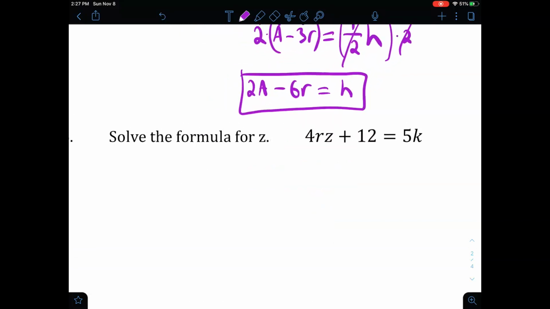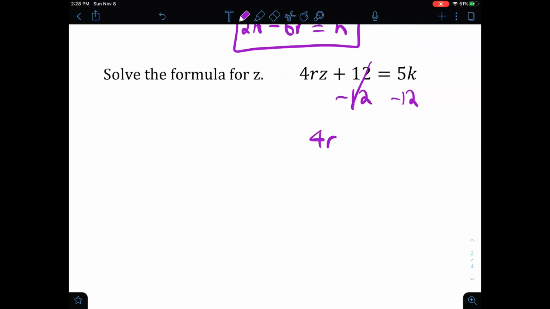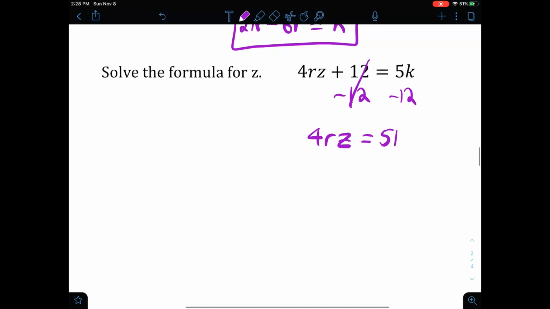All right, solve the formula for Z. We have 4RZ plus 12 equals 5K. Okay, we need to get the Z by itself. So what would be the first step? I would get the 4RZ by itself by subtracting 12 from both sides, getting rid of that addition. So now we have 4RZ equals 5K. Can we subtract 12 from 5K? We cannot. Those are not like terms. We're going to leave it as 5K minus 12.